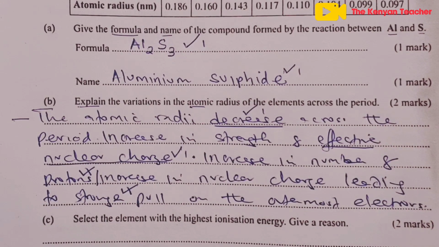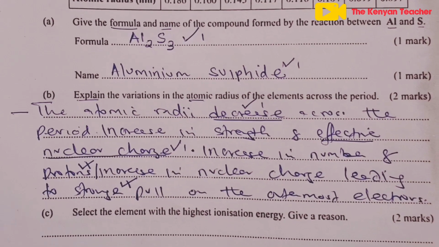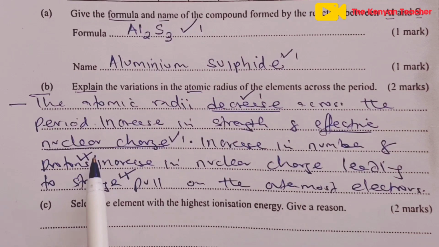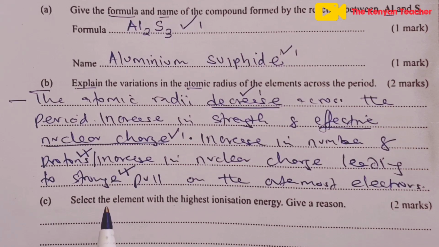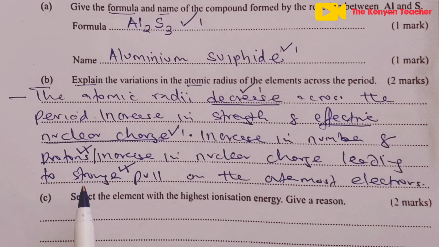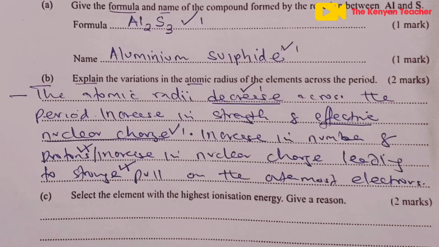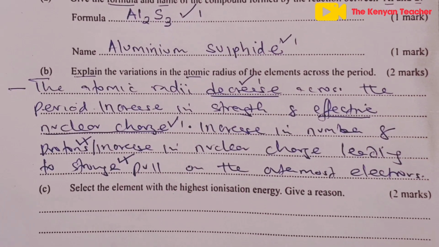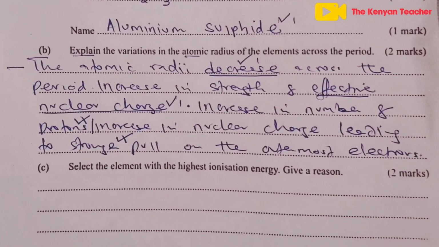So here, the marking point was effective nuclear charge. But then there is also the other way of expressing it, where a candidate would talk of increase in number of protons for half mark and then stronger pull on outermost electrons for the other half mark.